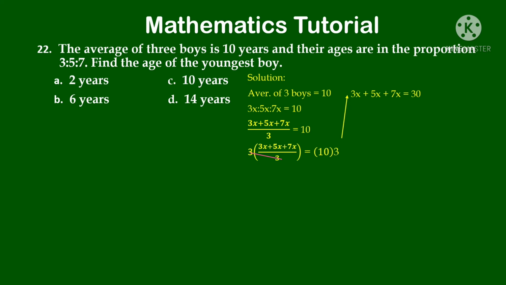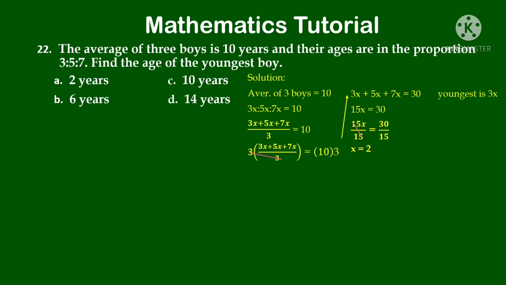Then, 3x plus 5x plus 7x becomes 15x equals to 30. Then, in this case, you're going to divide both sides by 15. 15 is eliminated, then x is 2. So, the value of x is 2. So, madali na nating makukuha ang answer kasi we just substitute the value of x.